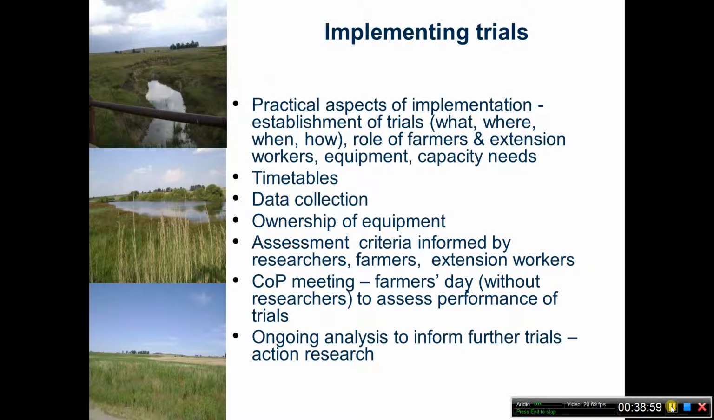After identifying the best bet innovations and having them approved, the next step was to actually implement the trials, or to test the innovations. And the practical aspects of implementation had to be dealt with. That was the establishment of the trials: what was supposed to be done, where was it supposed to be done, when and how. And then the role of farmers and extension workers had to be spelled out.